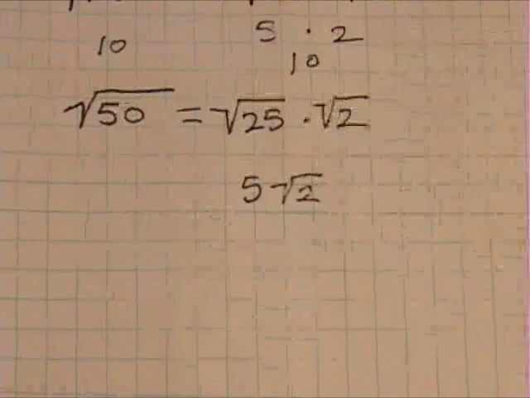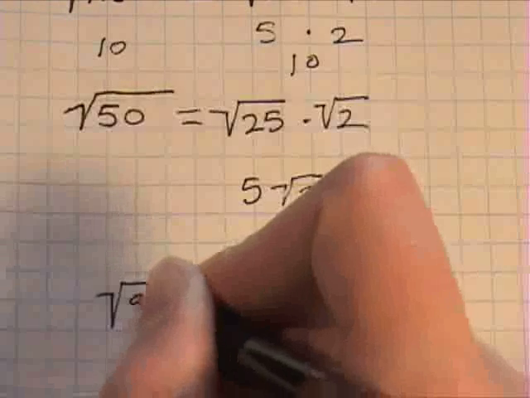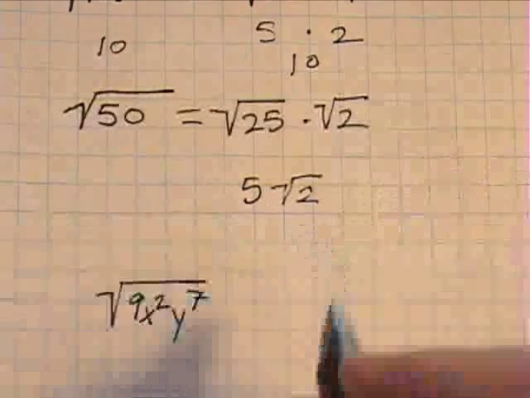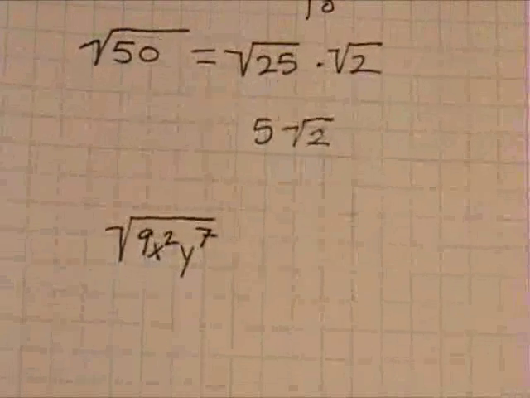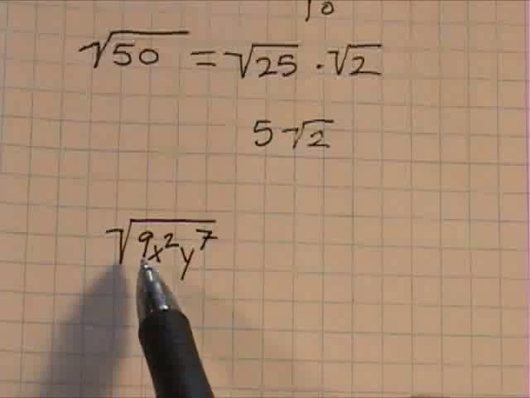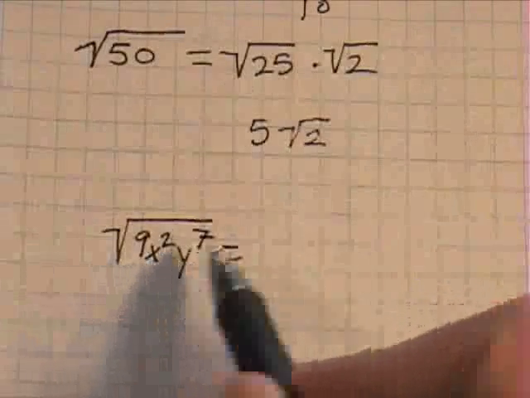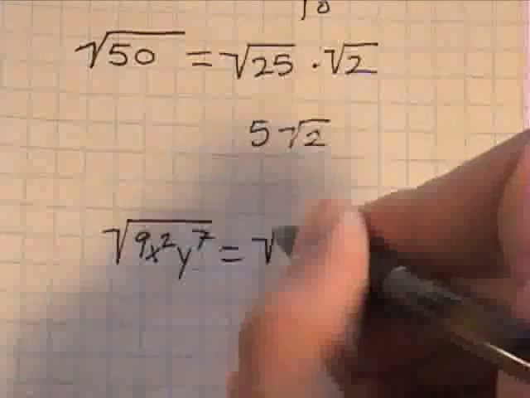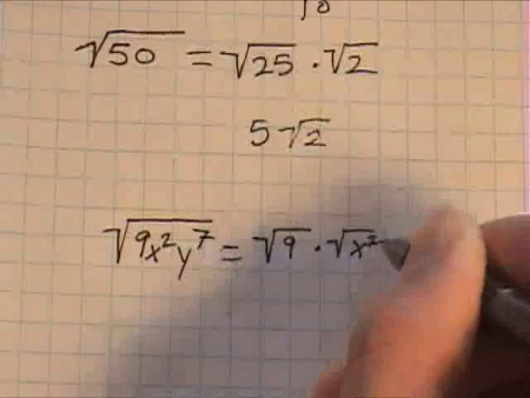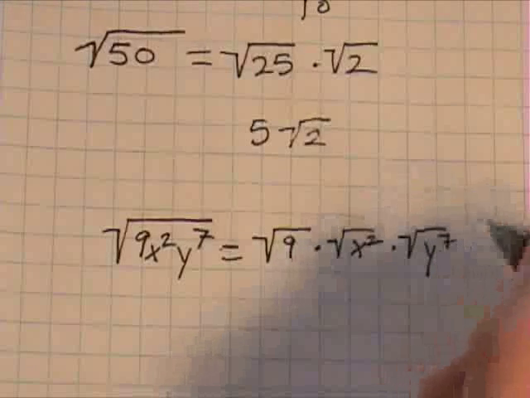Let's try one more, a little bit more difficult. So this one here. Let's break it into its separate parts. We'll just start out with the 9. Take each of these factors and put them in their own radical signs. So put the 9 in one, we'll put the x to the 2nd power, and then we'll put the y to the 7th power.